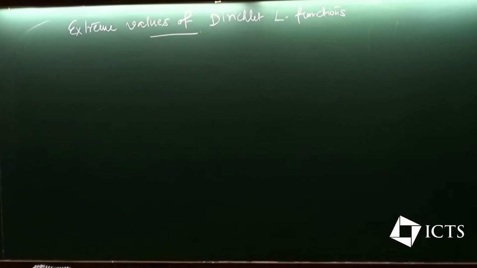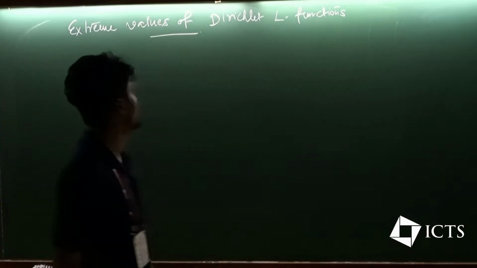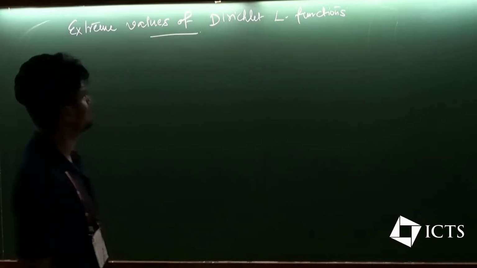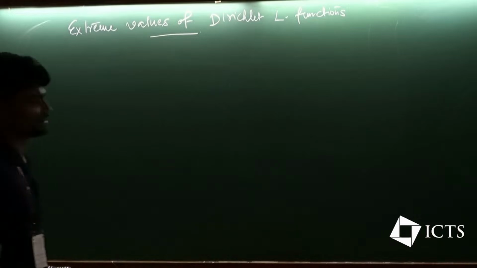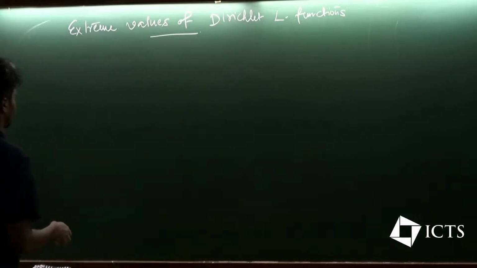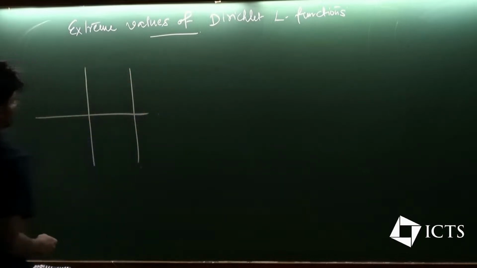I am not working on the delta method, etc., but I will talk about the extreme values of Dirichlet functions, which is a different direction. Instead of looking at the upper bound of the L function, we look at the lower bound and what it says about its extreme values. My goal is to understand various kinds of Dirichlet functions.